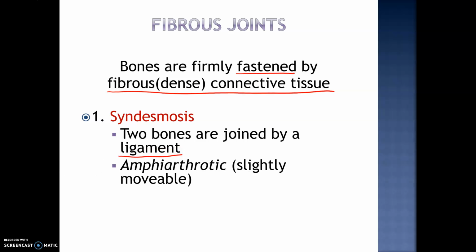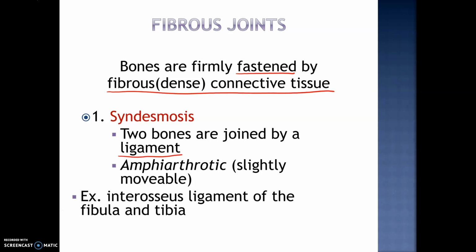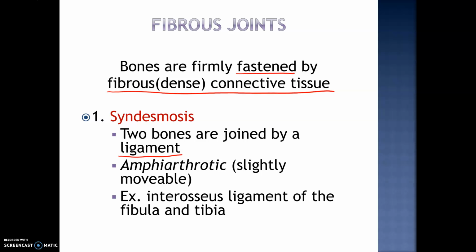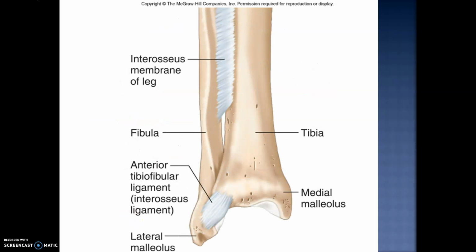And then amphiarthrotic means that these are slightly movable. So that is going to be an important part here. So amphiarthrotic means slightly movable. So an example would be the interosseous ligament of our fibula and our tibia. So if we see, this is that ligament that we are talking about right here. It allows for a little bit of movement between our tibia and our fibula, but not too much that these bones will have full range of motion.